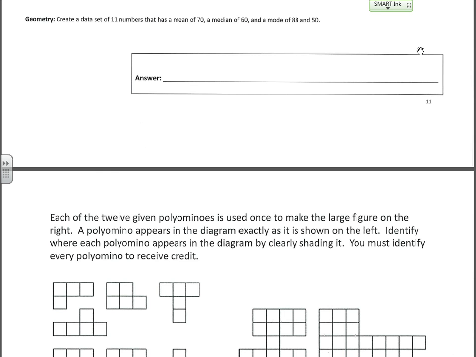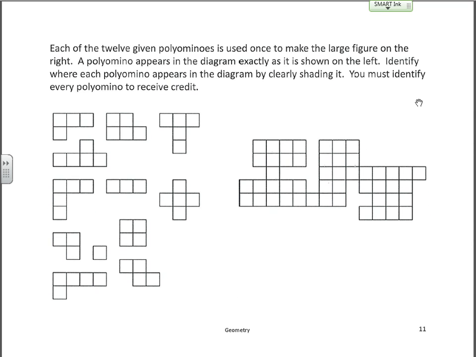And then last but not least, the 12 given polynomials. Each one is used once in that figure. Your job is to figure out where they are. So that is math packet number 11. It is due May 4th. If you have any other questions, please feel free to come and see me.